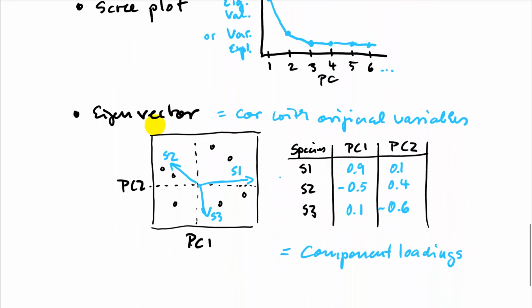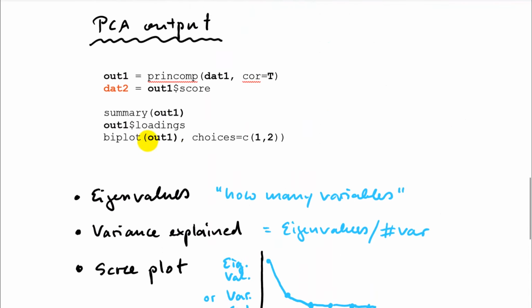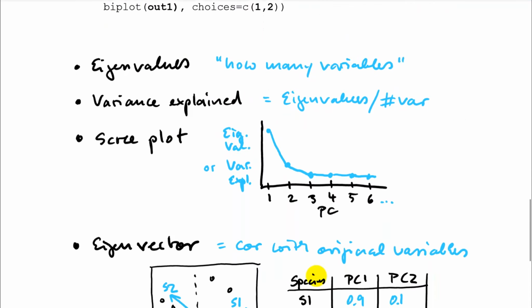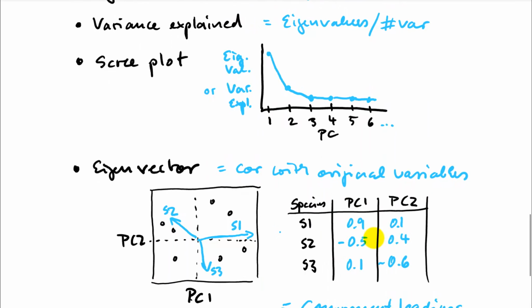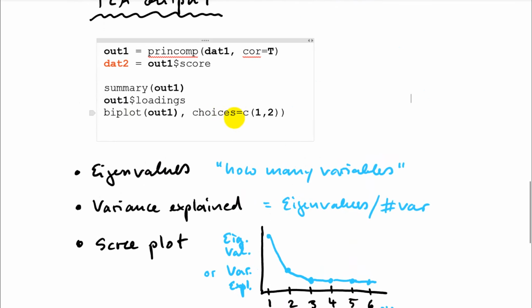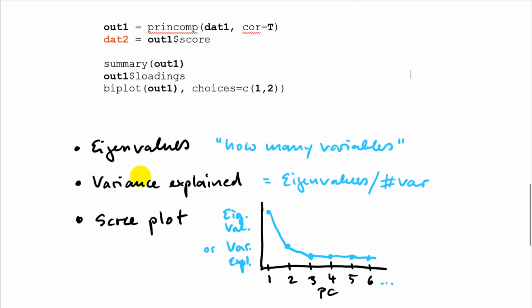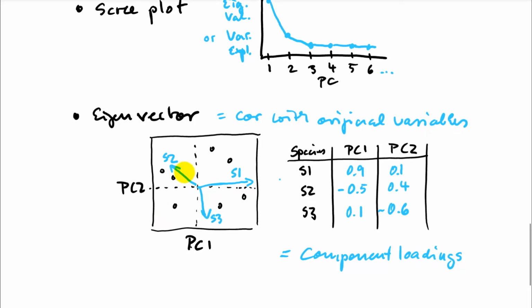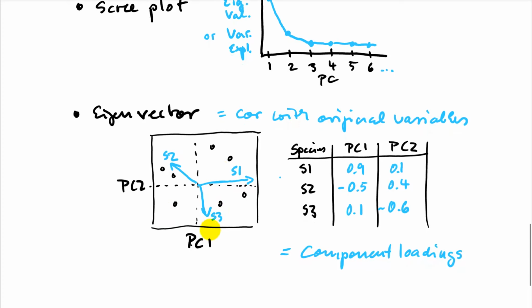The second big part that you want to interpret are the eigenvectors, which are also called component loadings. You can get this out of your object like this, out$loading. This reports the component loadings and will create this little table here. Or if you do that biplot, those loadings are automatically added as vectors to your principal component plot.